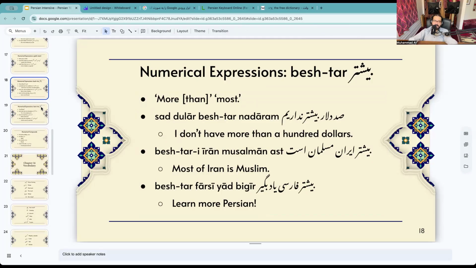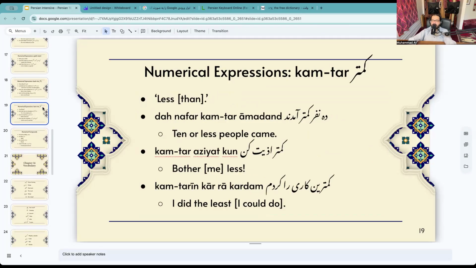And the antonym, the opposite of this is kamtar. So bish means more, kam means less, bishtar means more. Sounds redundant in English. Kamtar means less or less than. 10 nafar kamtar omadan. 10 people less came. It's like 10 or fewer people came.